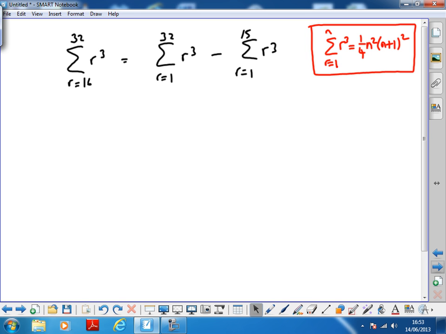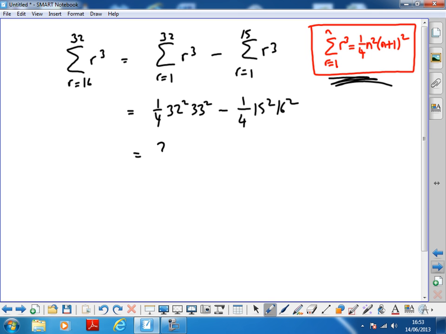So here's that written out again. And now all we do is we substitute in from this formula here. So in the first case, n equals 32. We've already done this bit, we'll just do it again. A quarter n squared times (n plus 1) squared. And then substituting again, n equals 15 for the second sum. A quarter n squared times (n plus 1) squared.